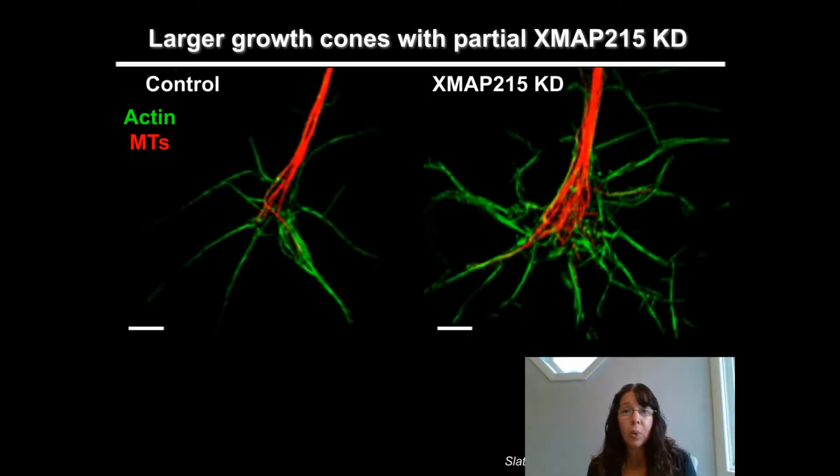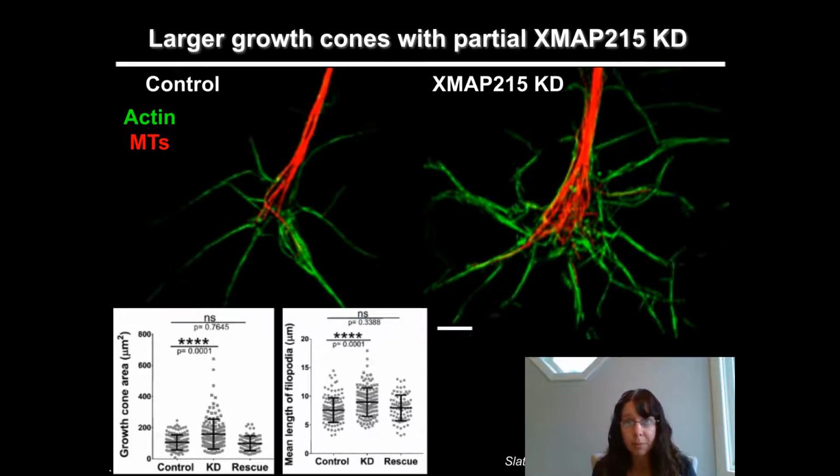So I found that when we knocked down XMAP215, this catalytic microtubule polymerase, but only knocked it down partially, like 50%, we didn't get rid of it completely, just partially, we saw that the growth cones were larger. Now, this made little sense. So in this image, you can see the green is actin, which forms the size of the growth cone, and red are the microtubules. And when Paula measured these growth cones, she found that when XMAP215 was partially knocked down, the growth cones were larger and the filopodia were longer. And she could rescue this by adding back full-length XMAP215, suggesting that this defect was specific to XMAP215 knockdown.